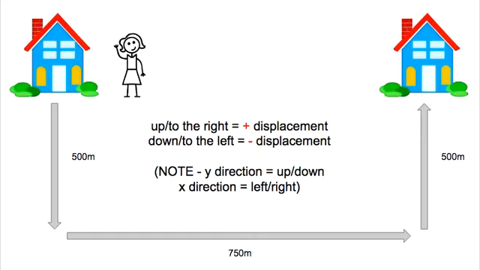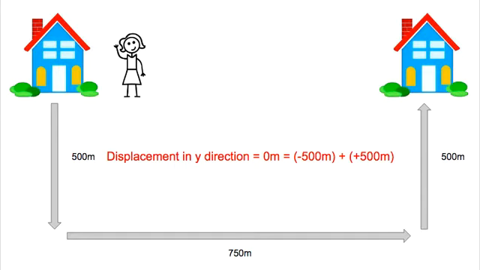Note that for displacement, any movement up or to the right is a positive displacement, while any movement down or to the left is a negative displacement. In the y direction, we see that she has moved 500 meters down and 500 meters up. When these two values are added together, we get a displacement of 0 in the y direction. In the x direction, she has displaced positive 750 meters because she moved 750 meters to the right. Knowing the difference between these two concepts will be important for part 2 of this task.